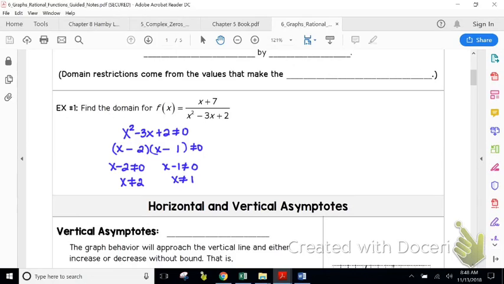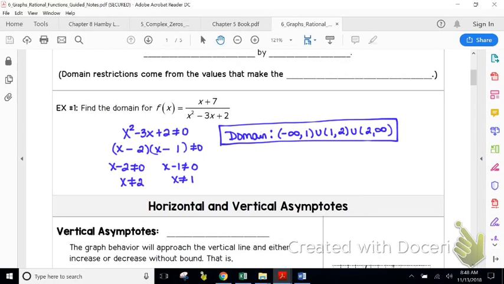Alright, so for my domain, that means every number except those two will work, correct? So we're going to start from negative infinity to the smaller one, smaller to the bigger one, and then from the bigger one to positive infinity. It's just like what we did several weeks ago.